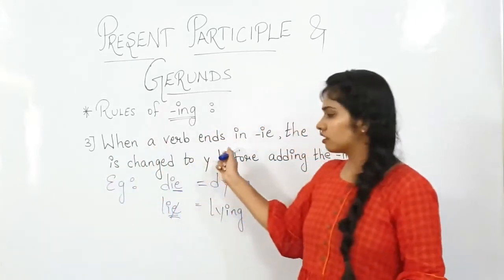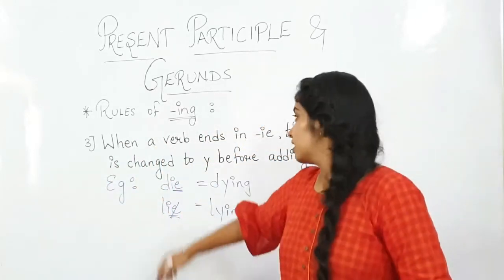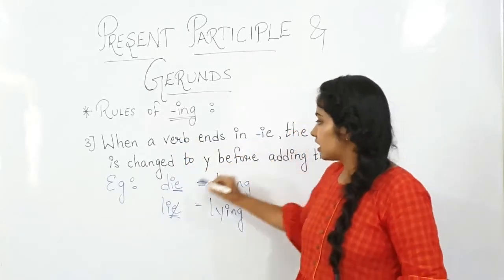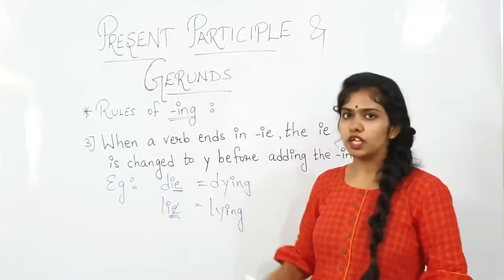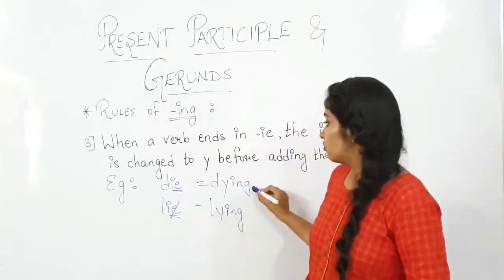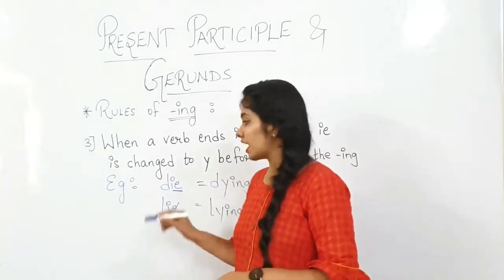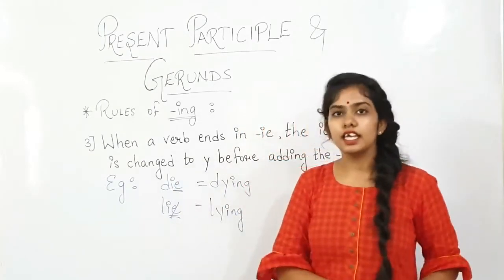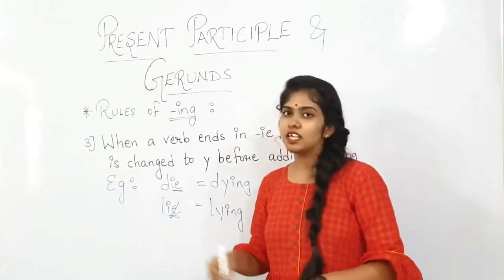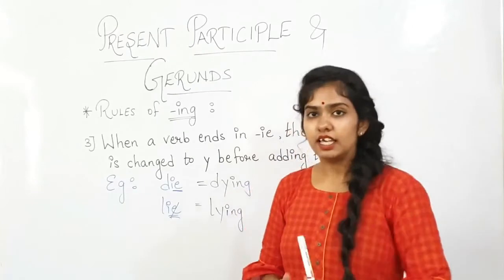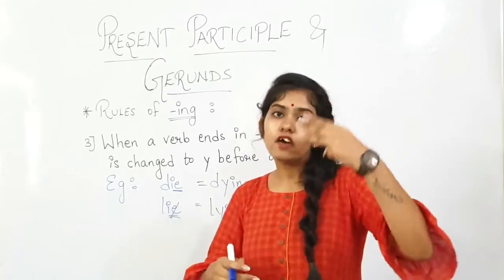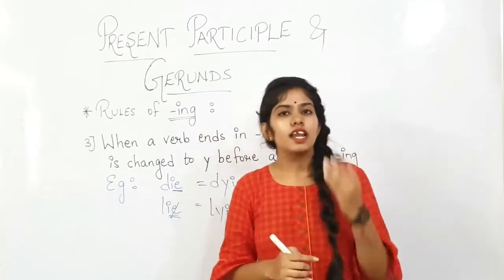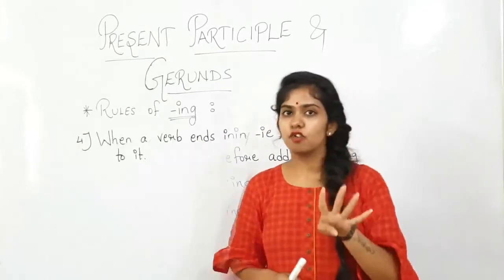And in the third rule, whenever the word ends in ie, then we will not write ie, we will cut ie and we will add y in place of ie, and then we will add i and g. So these are our three rules, and now the last rule we will understand, that is the fourth rule.